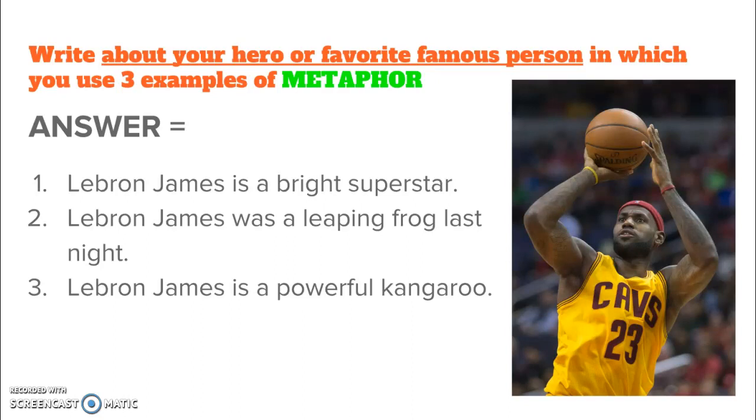Number 2, LeBron James was a leaping frog last night. So again, comparing him to something, not using like or as. Number 3, LeBron James is a powerful kangaroo. So all 3 of those examples compare, but they don't use the words like or as.